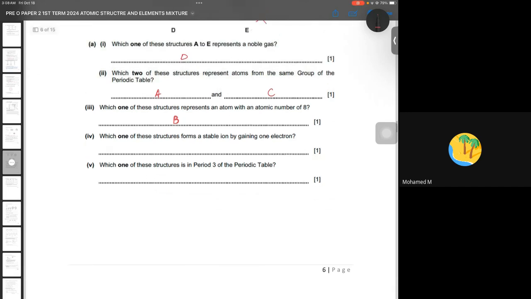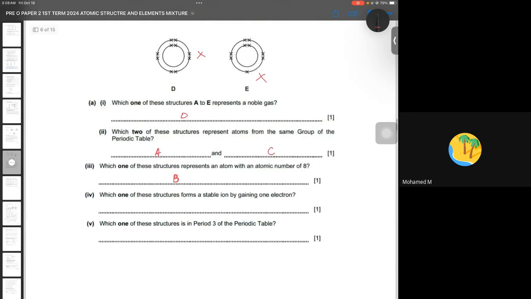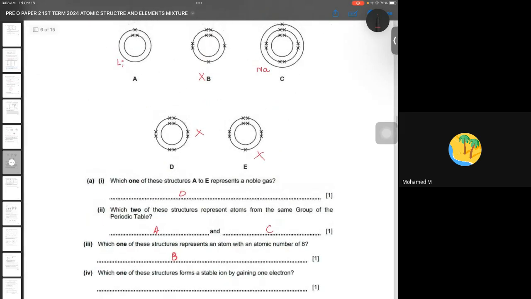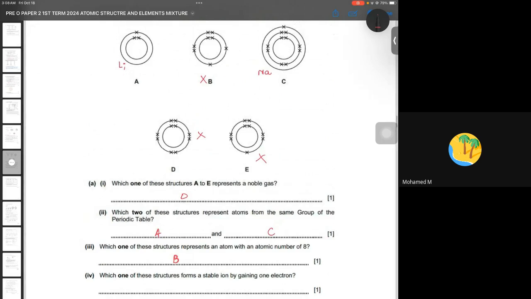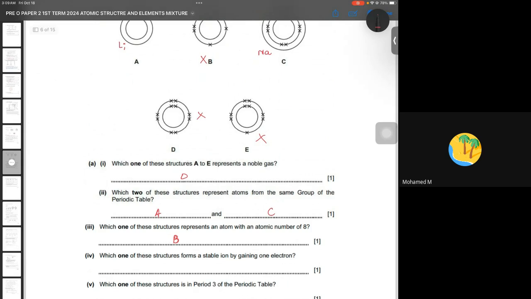Which one of these forms a stable ion by gaining one electron? E. Nice. How did you decide this is E? Because it needs one more electron to get a full outer shell.